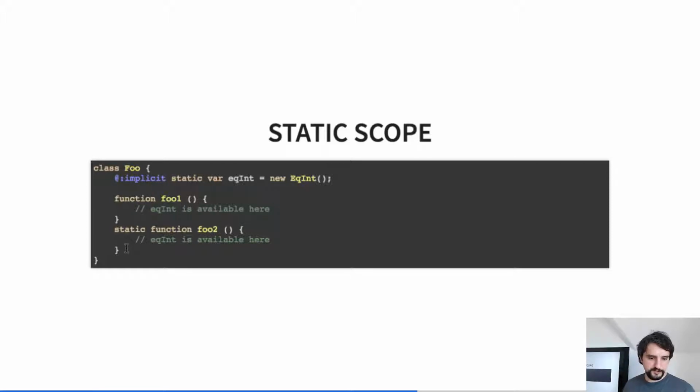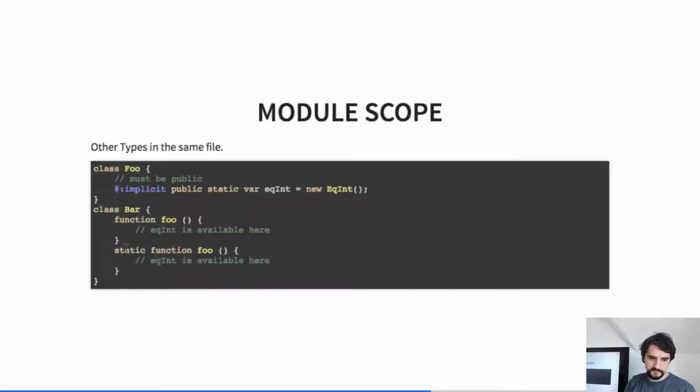Okay, static scope is actually the same. It's just a static variable with an implicit. And then there's also a module scope. I'm not sure if that's a good idea, but at the moment it's there. It looks for implicit public static variables in other types inside of the same module without having to import.